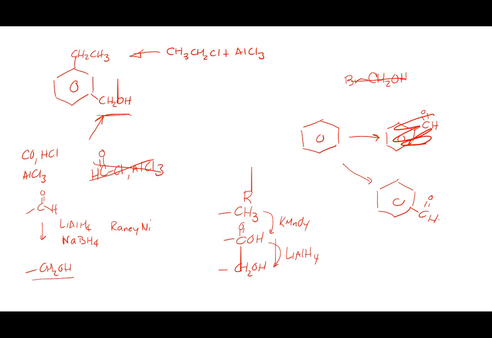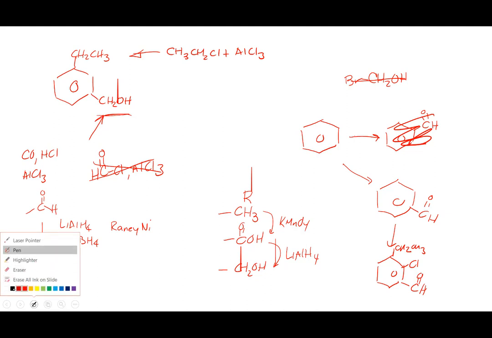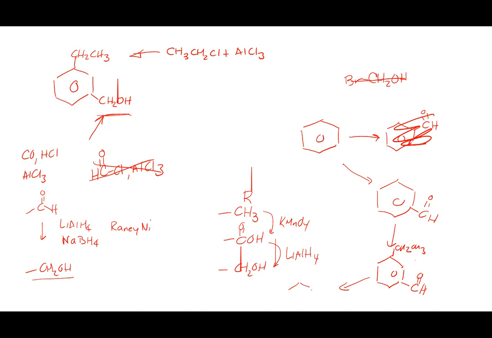So now what do you want to do? Add the ethyl group. So this is our opportunity to make the two groups meta. So I'll go ahead and put the ethyl group on here. So now I've got my two groups meta, and what should the final step be? Reduce the aldehyde down to the CH2OH, and I've got my final product.